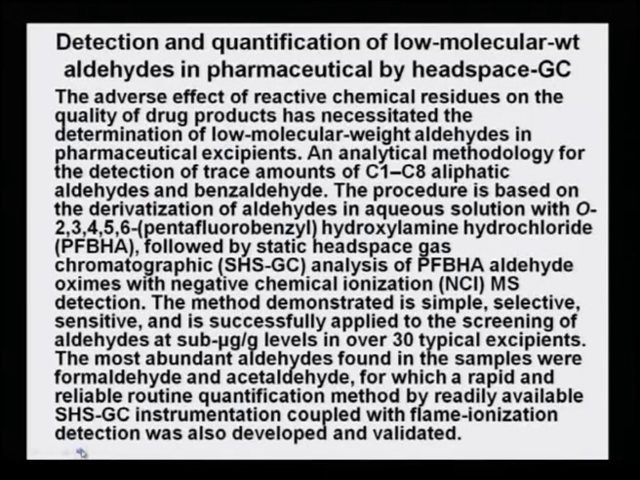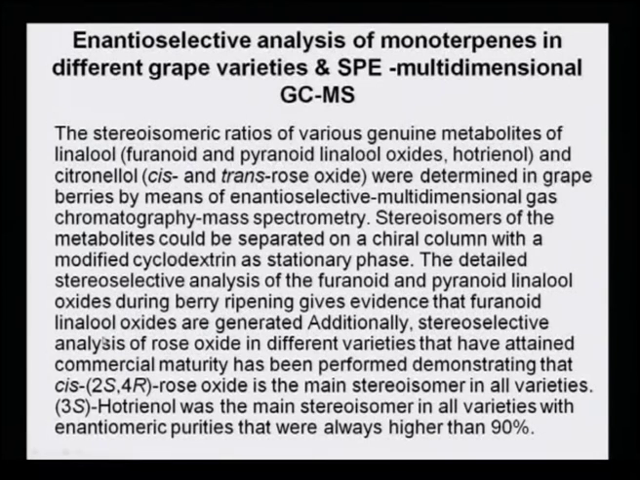Always two methods are put hand in hand to verify and validate the results. Enantioselective analysis of monoterpenes in different grape varieties by SPE multidimensional GCMS is another example where GCMS was modified according to the requirement of the sample.